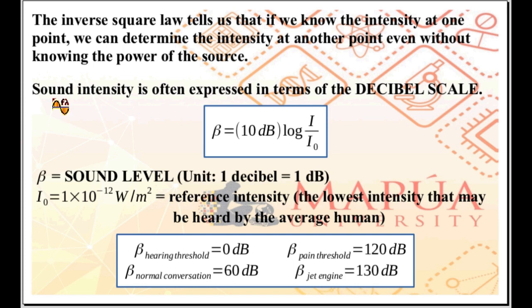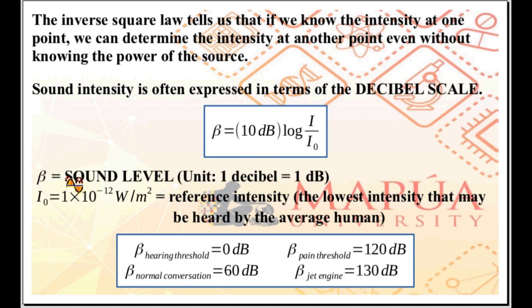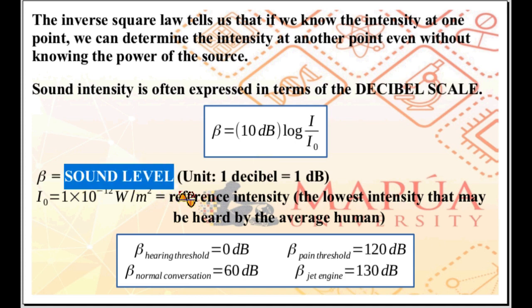Now, sound intensity is often expressed in terms of the decibel scale. We have beta is equal to 10 dB log of I over I naught. Beta is referred to as the sound level. Unit is decibel, dB.